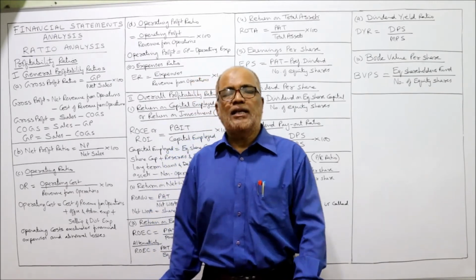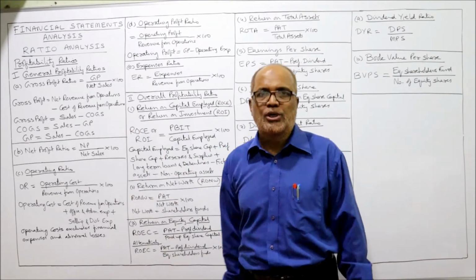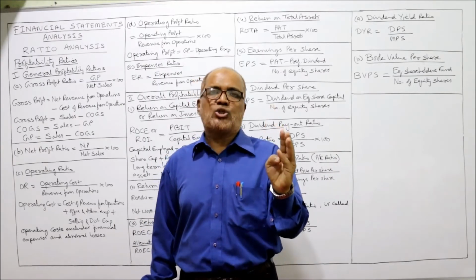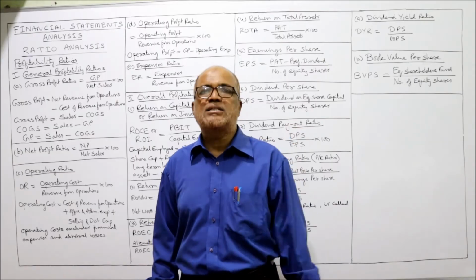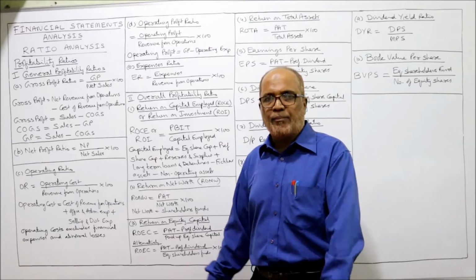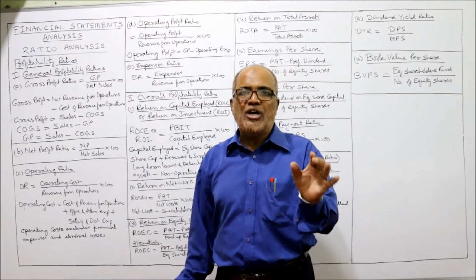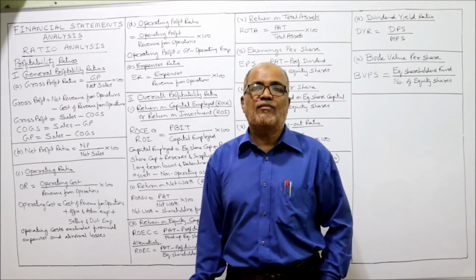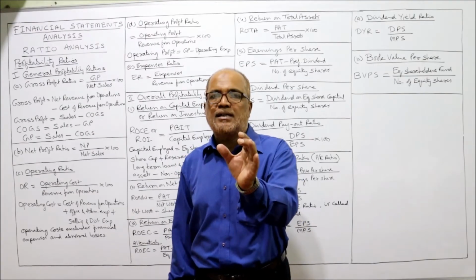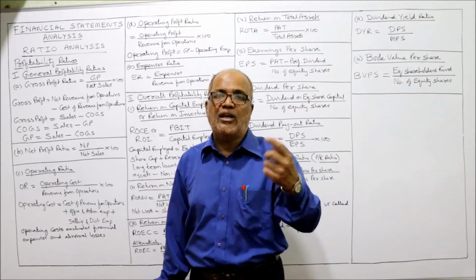So now we will start the last and final type of ratios, that is profitability ratios. In the previous videos we have completed liquidity ratios, leverage or capital structure ratios and activity or turnover ratios. The 3 types of ratios we have completed. Last and final, profitability ratios. The ratios which measure the profitability of the concern are called profitability ratios. Now profitability can be ascertained either by comparing with the investment or comparing with the revenue.